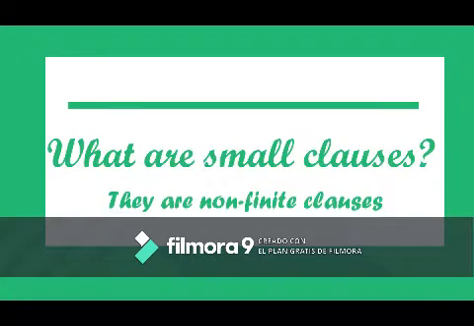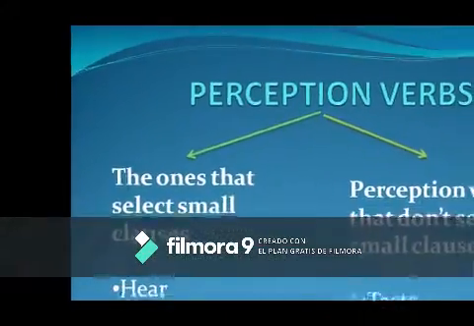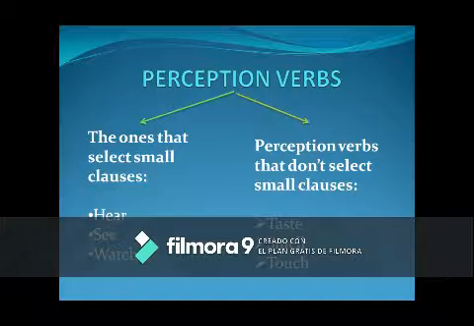First of all, small clauses are non-finite clauses. In other words, they have no information about features, person, number, and tense. And they have three principal characteristics that we will explain in the following examples. Secondly, another important point to mention is that perception verbs are those related to human senses such as see, hear, and watch. All of them select small clauses, but there are other verbs, for instance, taste, smell, and touch, that don't select small clauses.